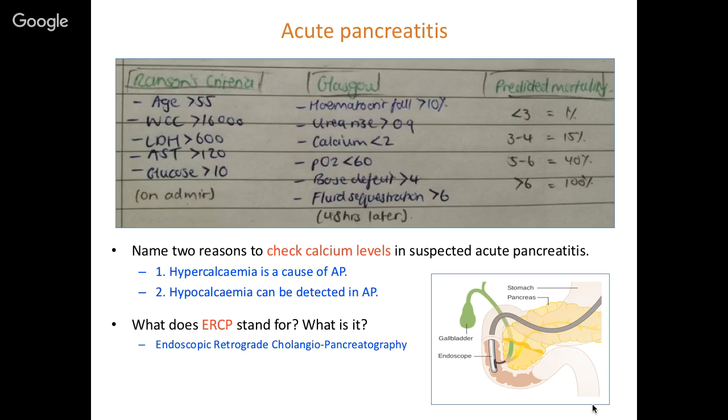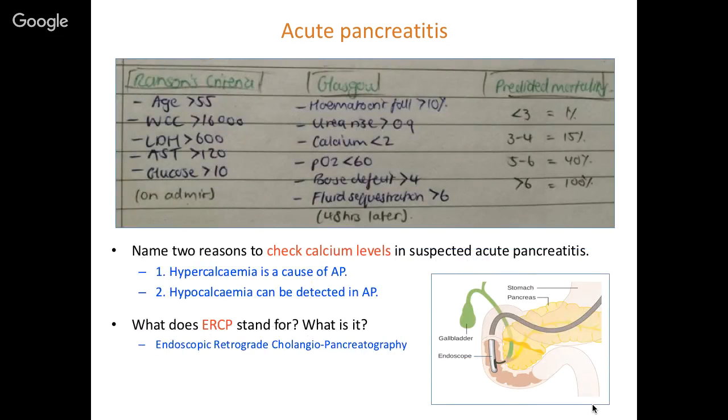These are a few severity criteria for acute pancreatitis. The Ranson's criteria is performed on admission, and the Glasgow one is done generally about a couple of days later, and they correlate with prognosis. That was supposed to animate; I think I've clicked too far.